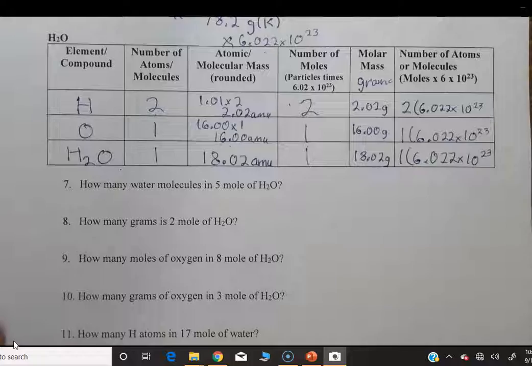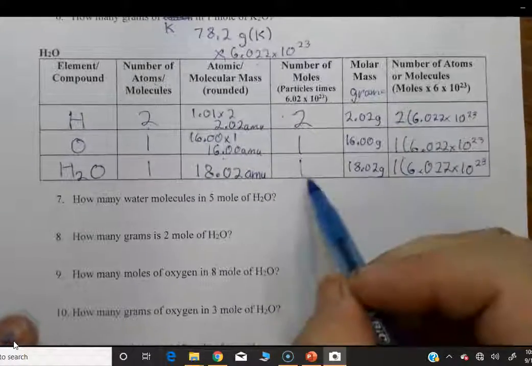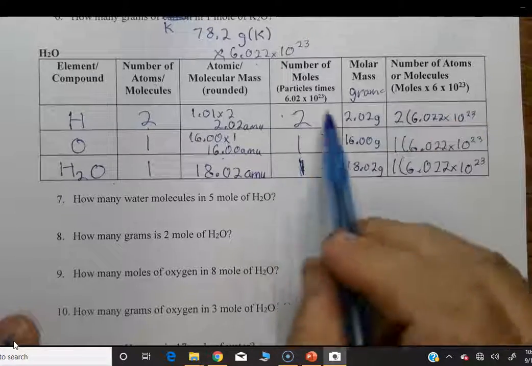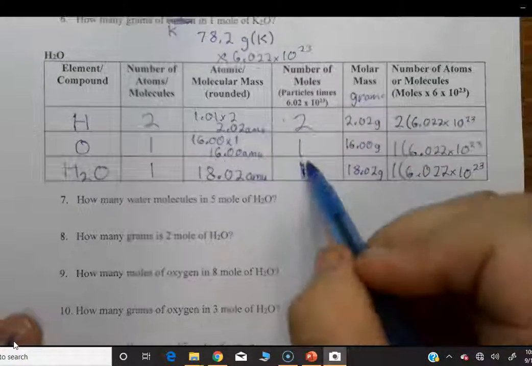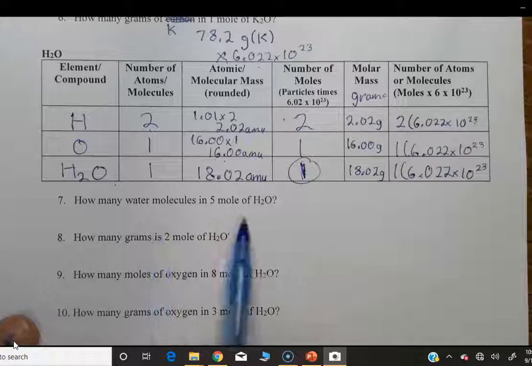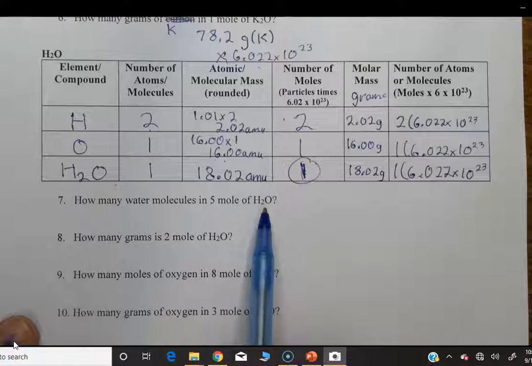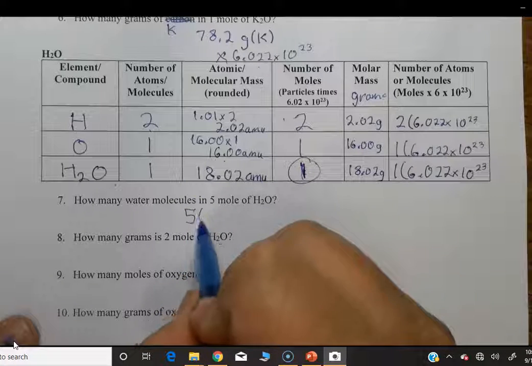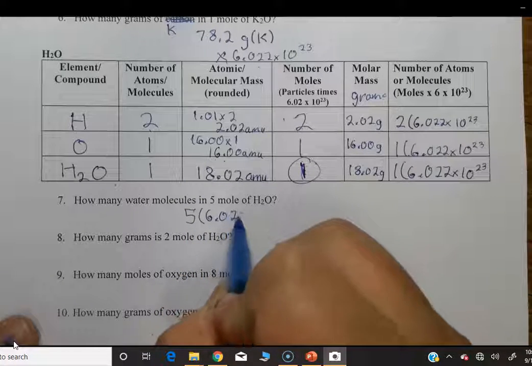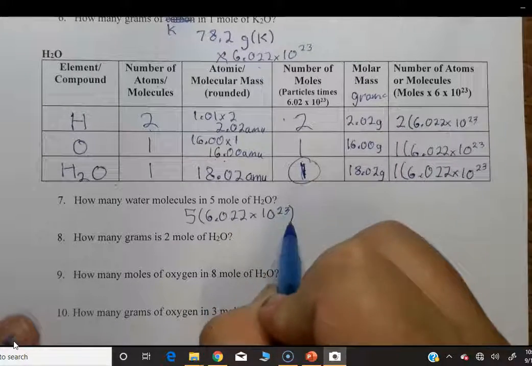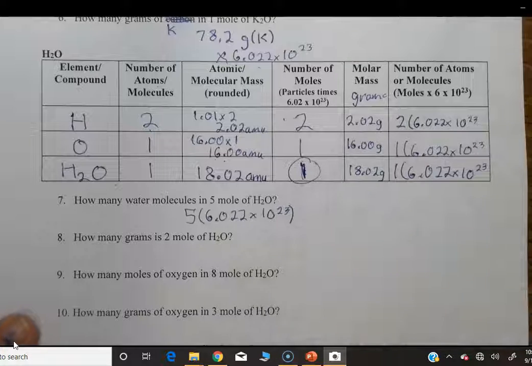Now we're going to answer our questions down here. Again, remember that we just built 1 mole of water. So all of these numbers that you see over here relate to this number here, 1 mole of water. Okay, so how many water molecules in 5 moles of H2O? So if 1 mole has 6.022, then it's 5 times 6.022 times 10 to the 23rd. And if you do the math on that, it comes out to what it is.